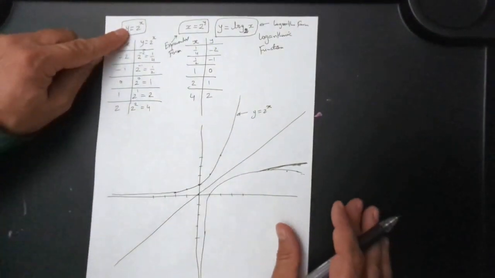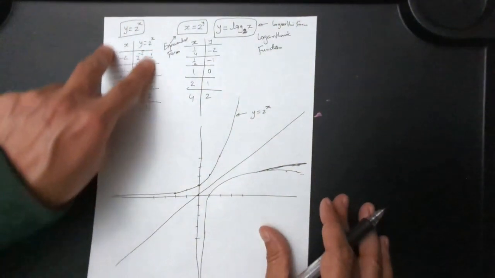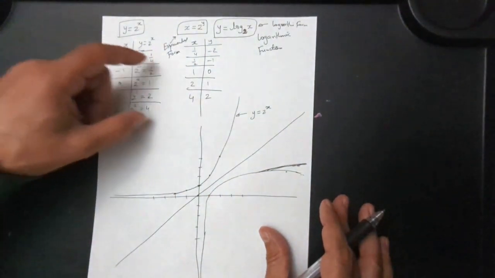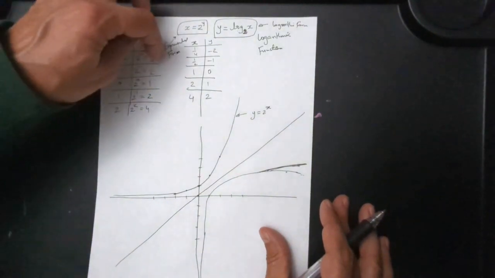We start with the exponential function. We consider its x and y values. We consider its inverse. The inverse is just switching x and y. If a function maps this to this, the inverse maps this to this.